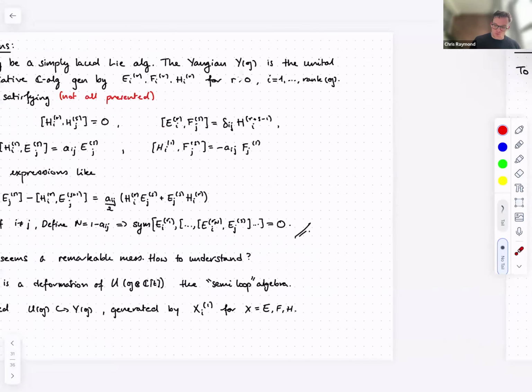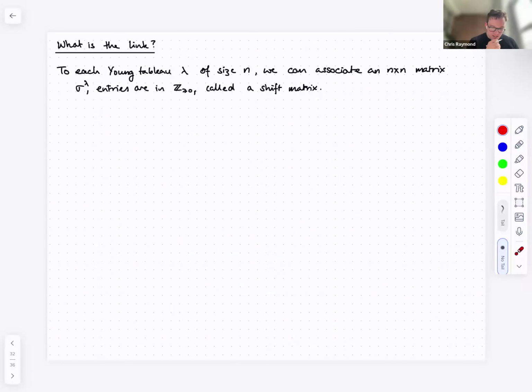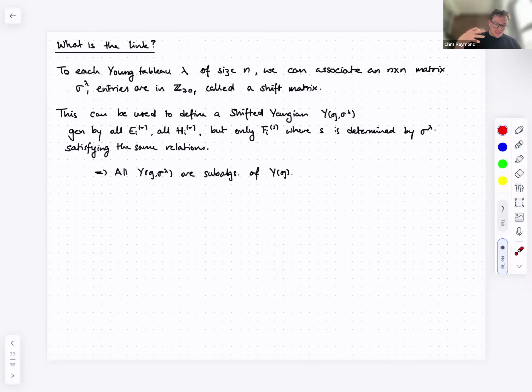Okay, how does this all relate back to my previous picture? What is my link? Well, to each Young tableau lambda of size n, I can associate an n by n matrix that I'm going to call sigma lambda. The entries of this matrix are non-negative integers, and this thing is called a shift matrix. This shift matrix can be used to define something called a shifted Yangian. What the shift does is, depending on the entries of this matrix, I keep all of my E_i's and all of my H_i's, but I throw out some subset of my F_i's. How many I throw out depends on my matrix.